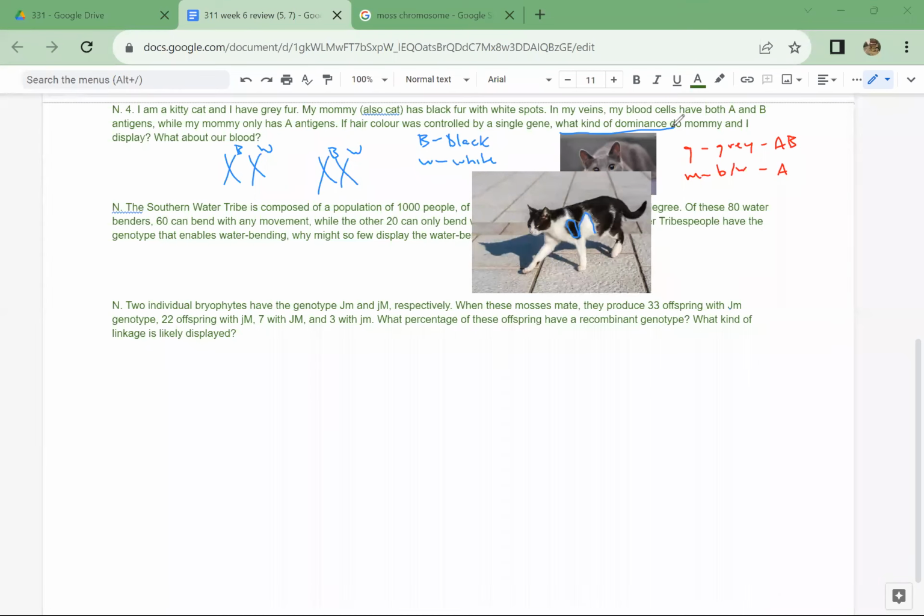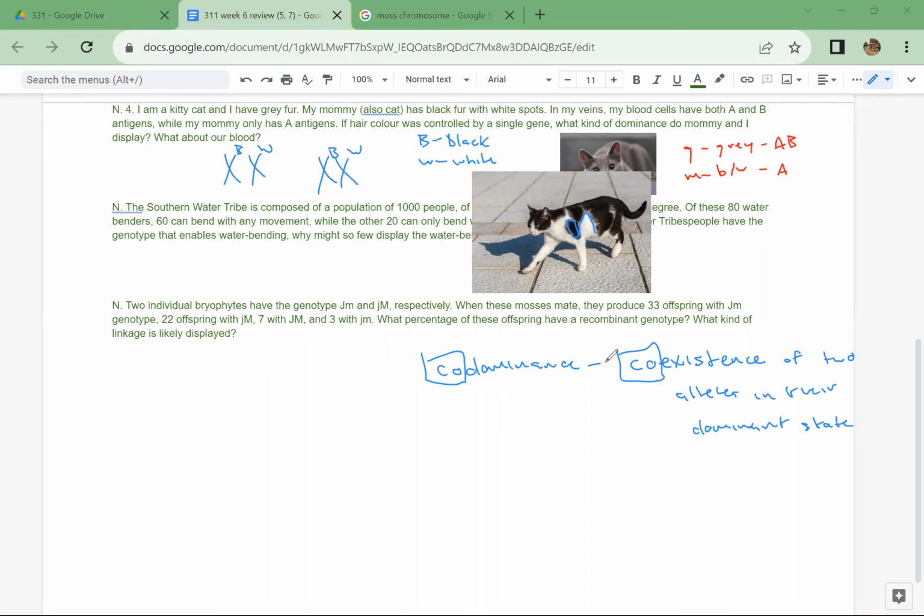What kind of dominance have we seen or watched in videos that has to do with this kind of expression? When I see a coexistence, did I spell that right? Coexistence? Yeah. Of two alleles in their dominant state. This coexistence is an example of codominance.